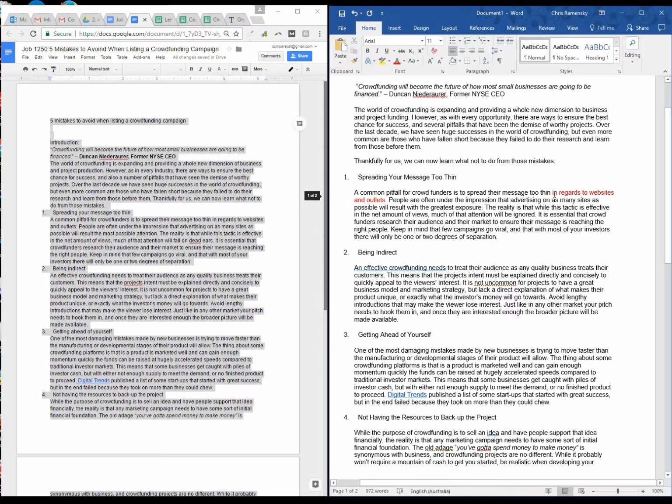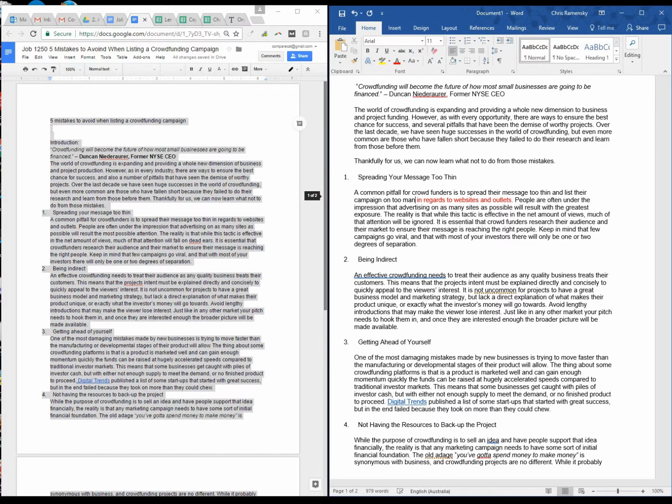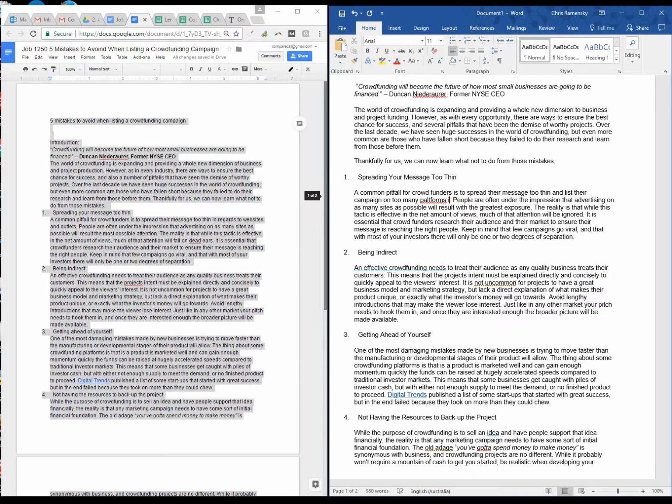Okay. So let's just reword that first bit. A common pitfall for crowdfunders is to spread their message too thin in regards to websites and outlets. Let's just make that a bit simpler and say, and list their campaign on too many platforms. Being indirect.